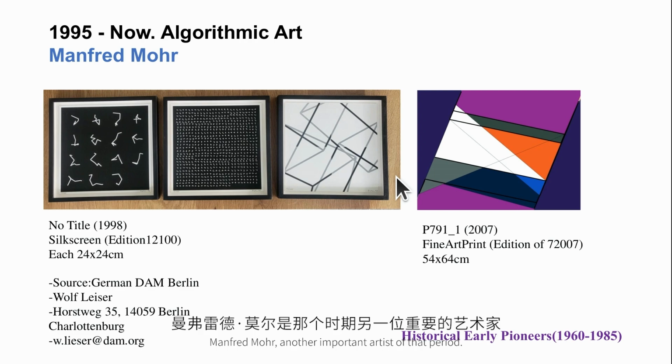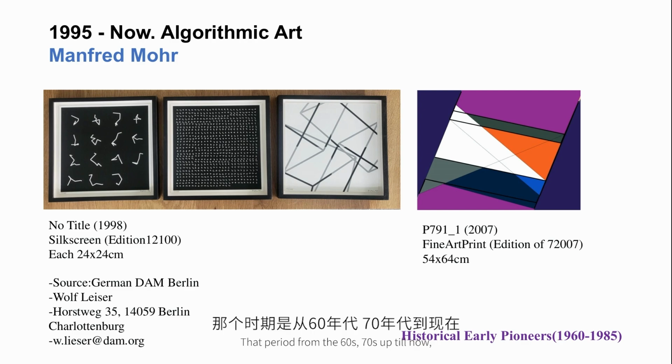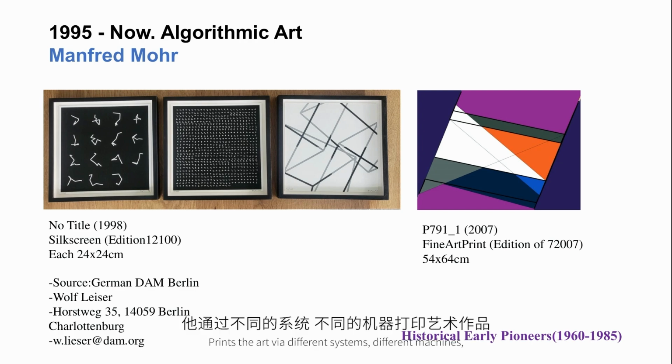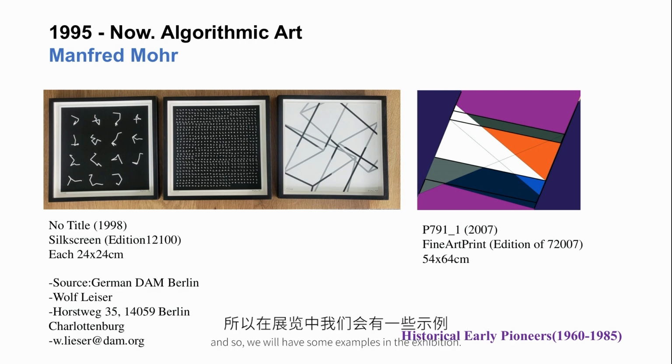Manfred Mohr, another important artist of that period from the 60s, 70s up till now, is still an active artist. So another example of creation of mostly abstract art, explores also the use of colors in his art, and uses different systems, different machines to actually print the art. And so we will have some examples in the exhibition.